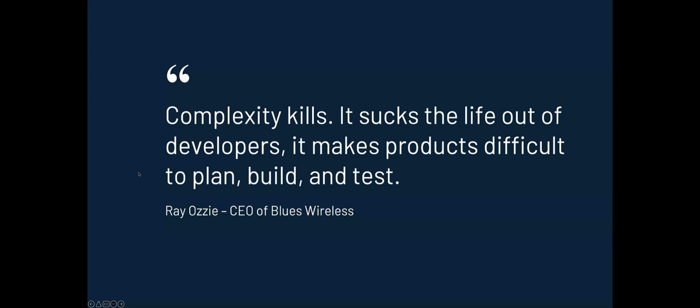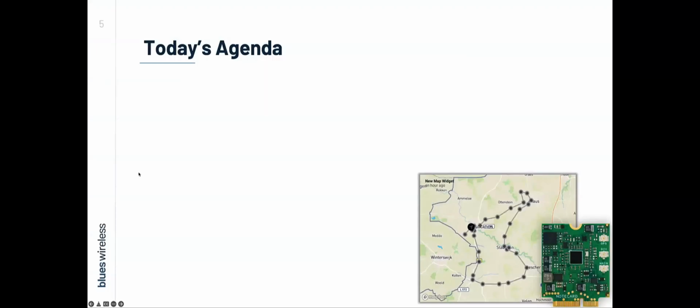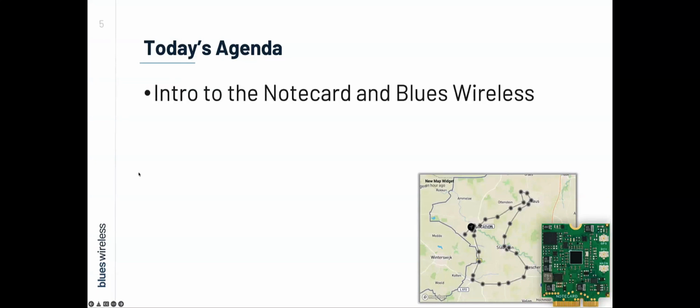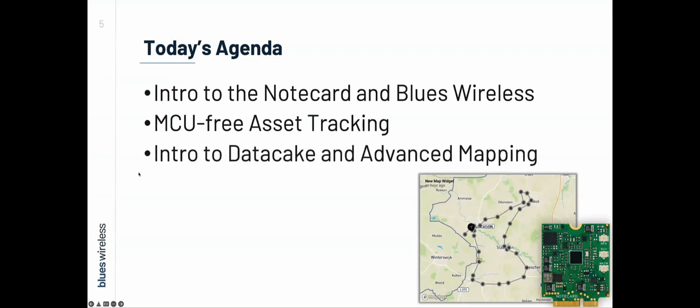But don't take my word for it. Let's kind of kick things off here. So we're going to kill complexity, if you will, in the asset tracking world in the following ways. So in a moment, I'm going to start with a very brief introduction to Blues Wireless and our core products that make up our asset tracking solutions. TJ is going to join and show off a hands-on demo of setting up an asset tracker from scratch without using a host microcontroller. And then Simon's going to show off the amazing capabilities of Datacake, along with some really great new mapping features.